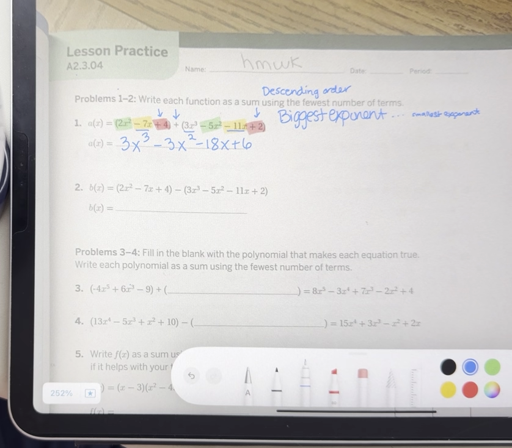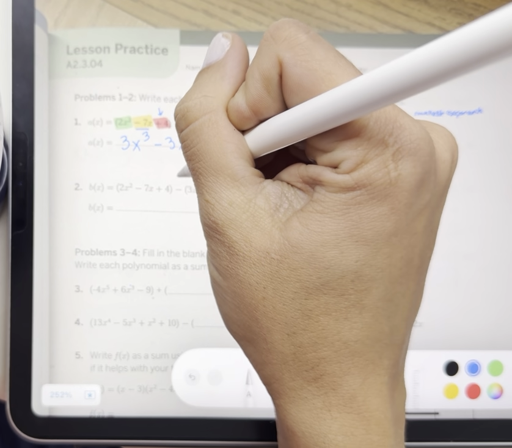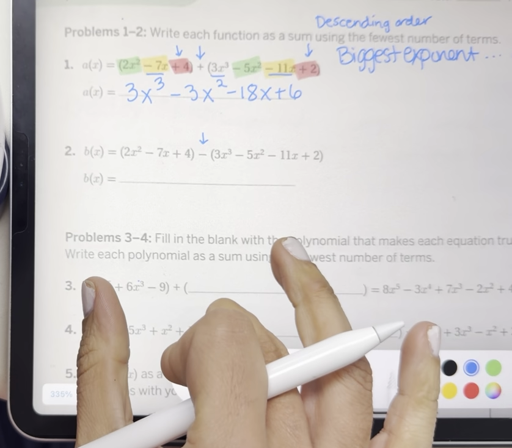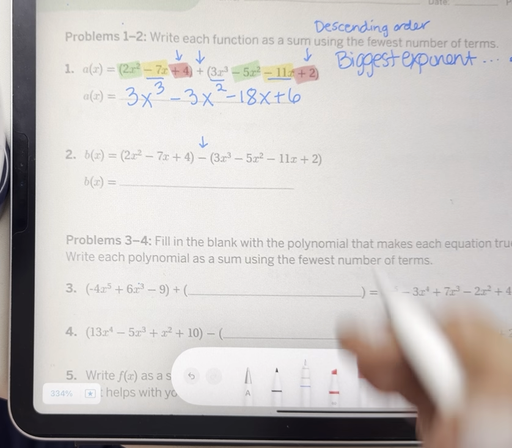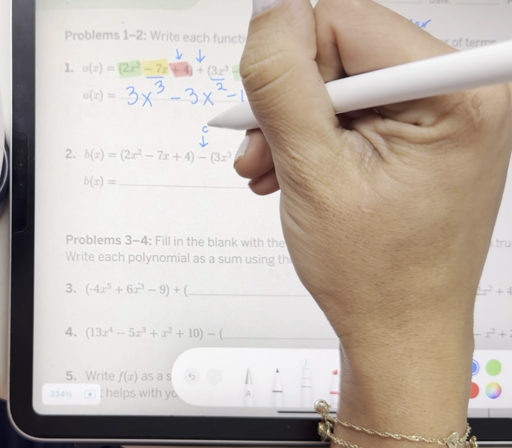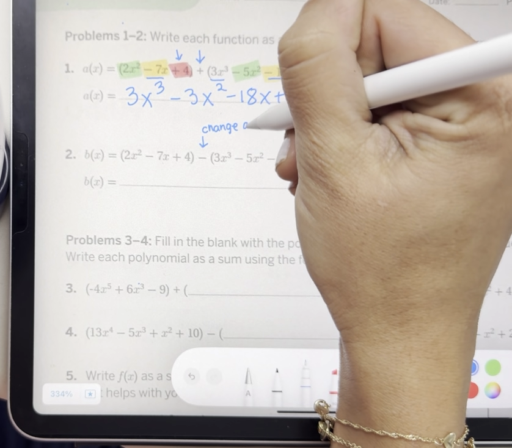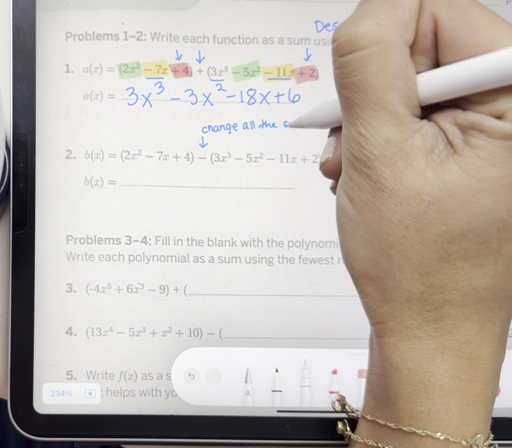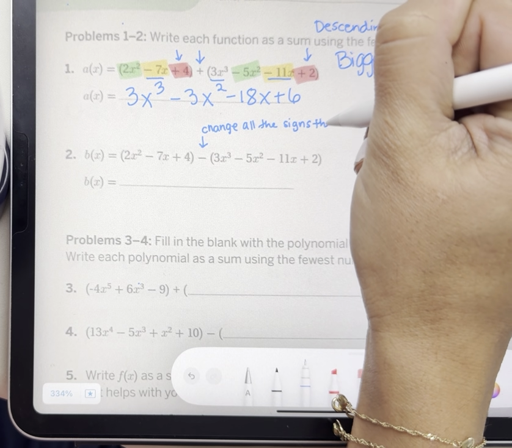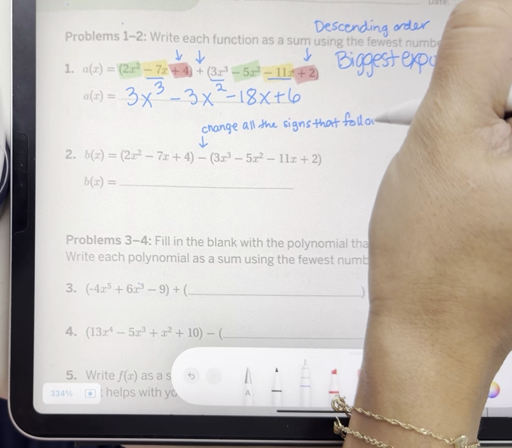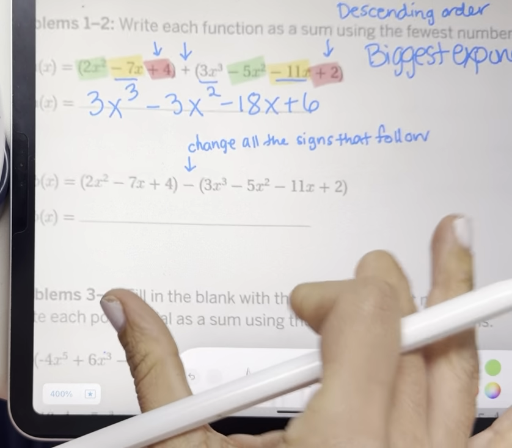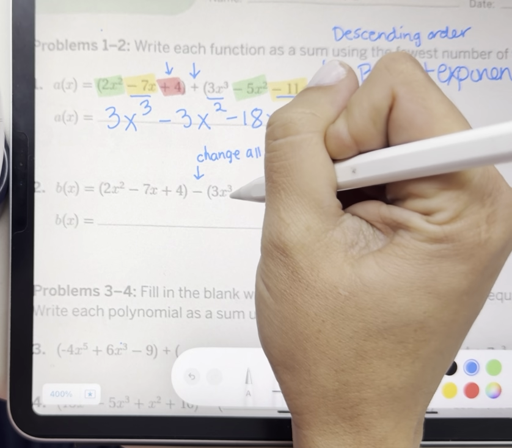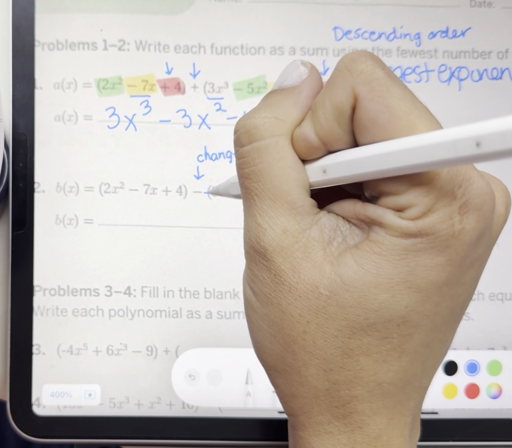Okay? And then the next one. So this one's a little bit more complicated. Just a little, not a lot. It's a minus. All that minus does is force me to first change everybody's sign. Does that follow? So, for example, that 3x cubed was positive before. Well, now it's negative.